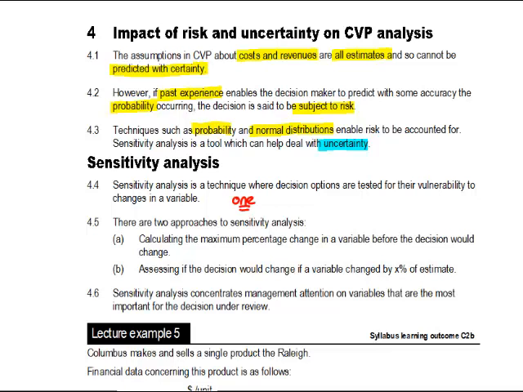Now, there are two approaches to sensitivity analysis. The first one calculates the maximum percentage change in a variable before the decision would change. The second one assesses if the decision would change if a variable changed by X% of the estimate. The usefulness of sensitivity analysis is that it concentrates management attention on particular variables that are most important for the decision under review. So if we come out with a low percentage, it means the decision is highly sensitive to that particular variable, and management therefore need to keep a close eye on it.